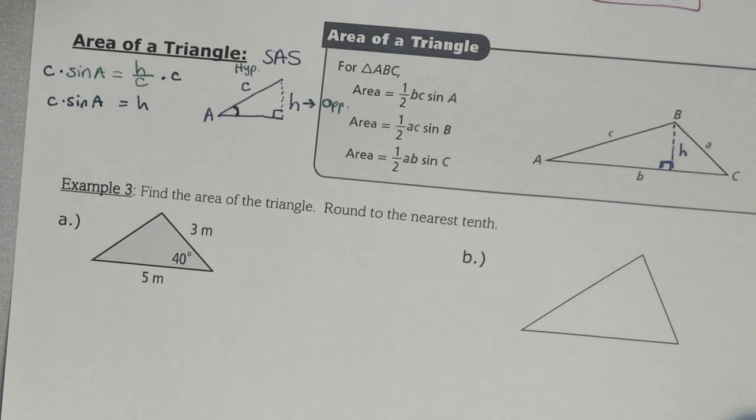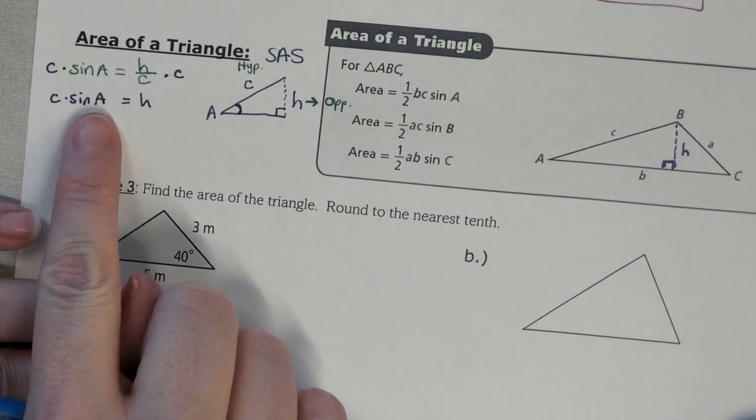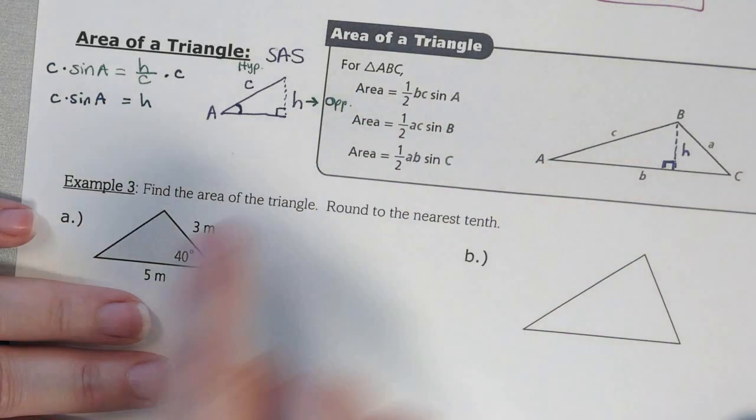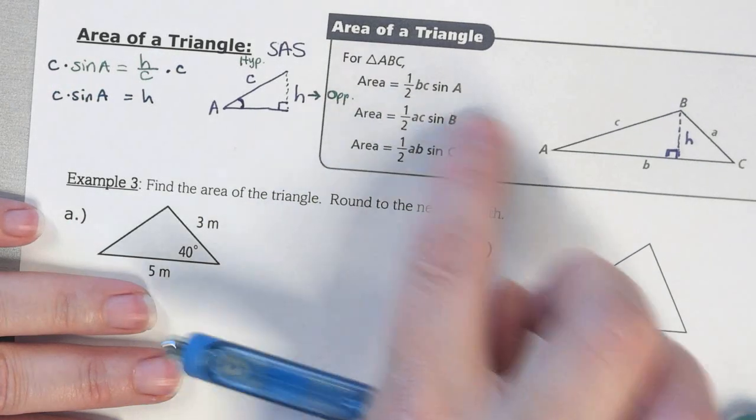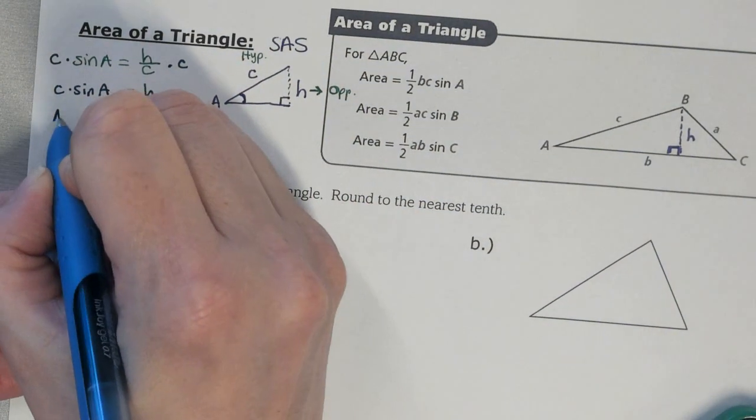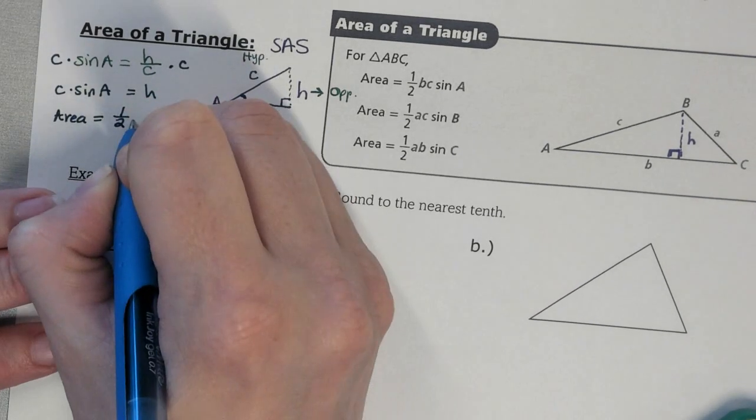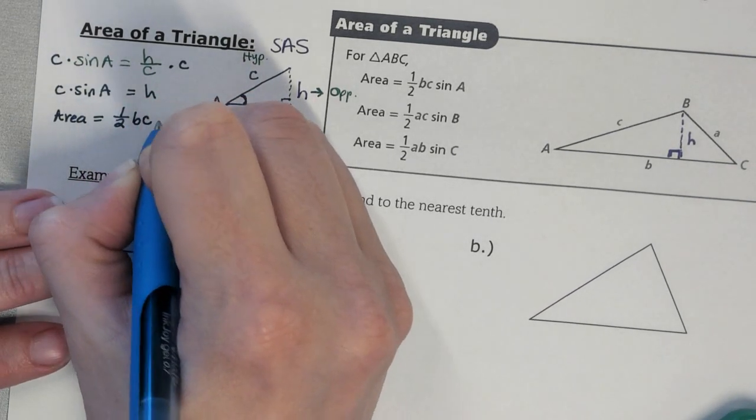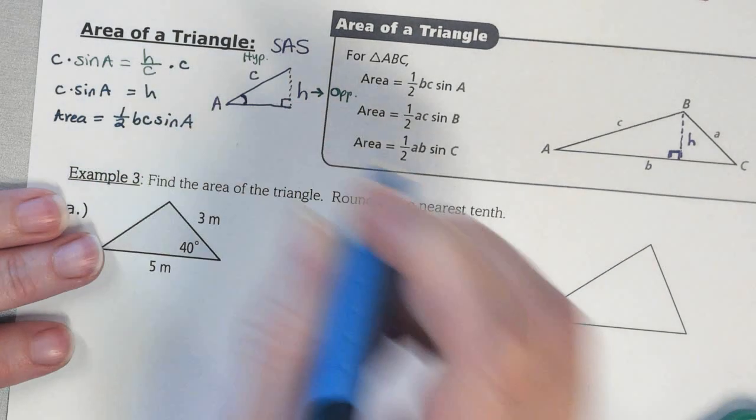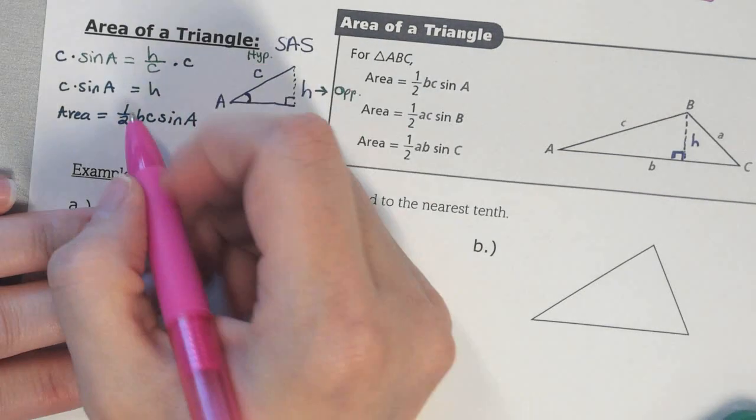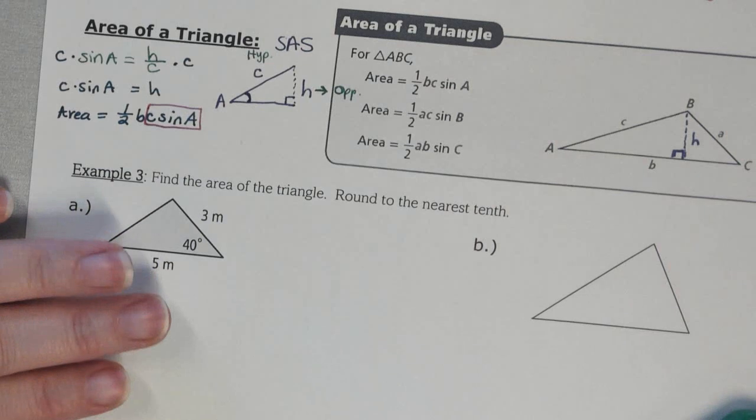Okay, now let's look at an equation that has C times the sine of A. Which one of these has C times the sine of A in it? Let's look at the first equation. So the first equation says the area equals 1/2 times BC, and this is times the sine of A. So you guys see how that one has C times the sine of A in it?